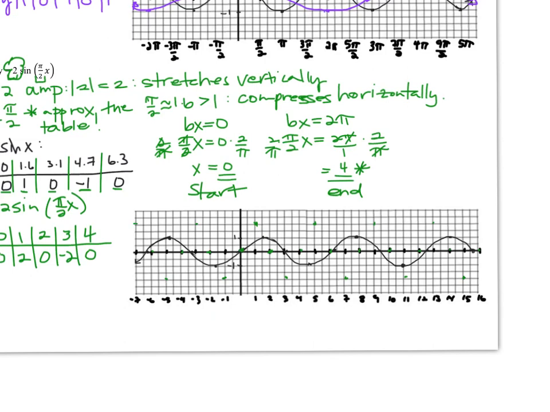So this is going to be quite the compressed sine wave. I'm going to pause the video to sketch this. I want you to sketch yours as well, and then press play and we'll see how we did. And here's what my transformation of the sine wave looks like. Hopefully yours is pretty close to this as well.